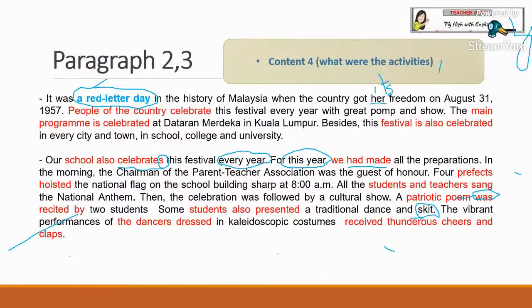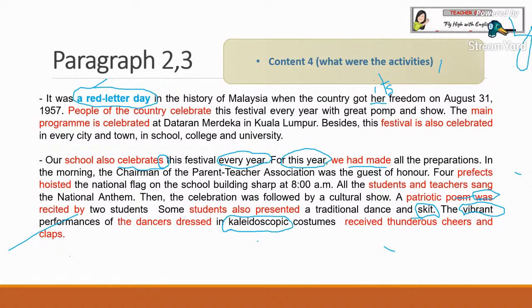Okay, the vibrant performances, we look at the word vibrant. Okay, we have a new word here. So this is under your sensory words. Vibrant means very lively, Maria. The vibrant performance of the dancers dressed in kaleidoscope costume. Okay, this is the word that I want to teach you today. You can use this. So for good students, or all the students can try.